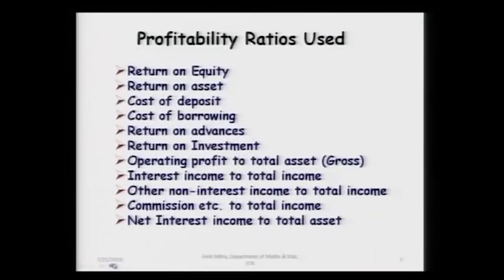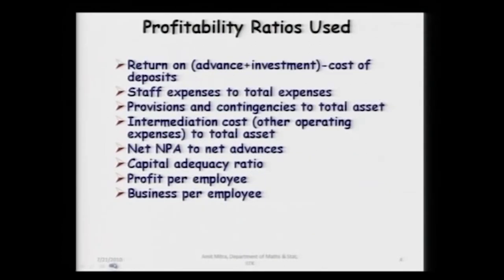Now, there are various types of financial characteristics that one can define. In this analysis, we have used the following profitability ratios. Some of them are derived from the balance sheet of the respective banks themselves. So, we have these listed variables as the profitability ratios, like return on equity, return on asset, cost of deposit, cost of borrowing, return on advances, return on investment, operating profit to total assets, interest income to total income, other non-interest income to total income ratio, commission etcetera to total income, net interest income to total assets ratio, and various other important financial indicators. So, corresponding to each of the financial institutions, we will have such multidimensional data, where the dimensions of the data are these profitability ratios.